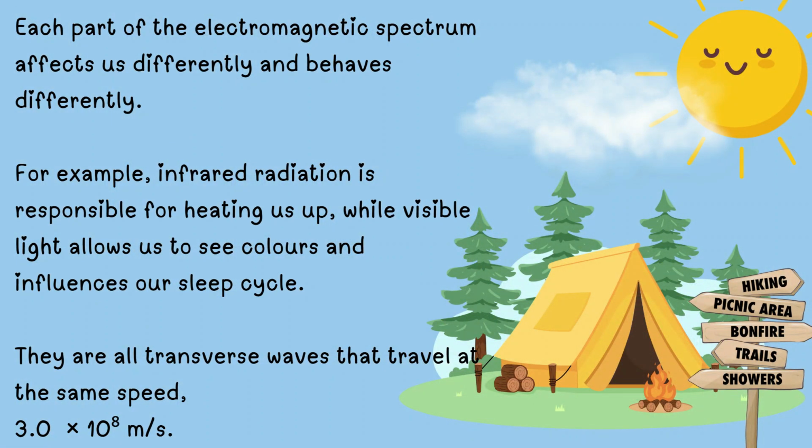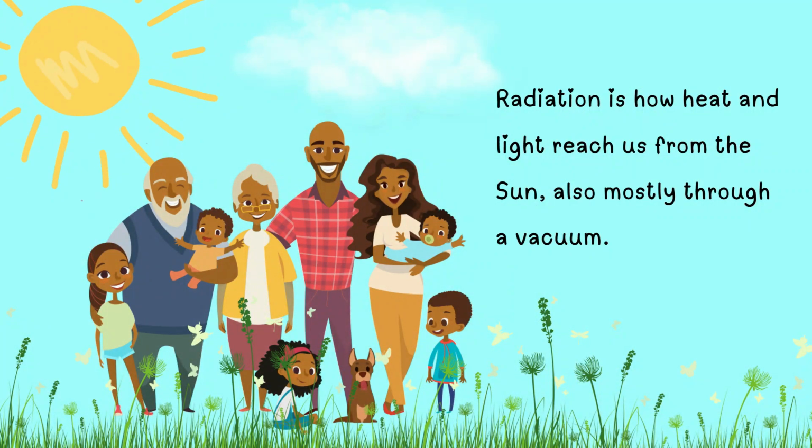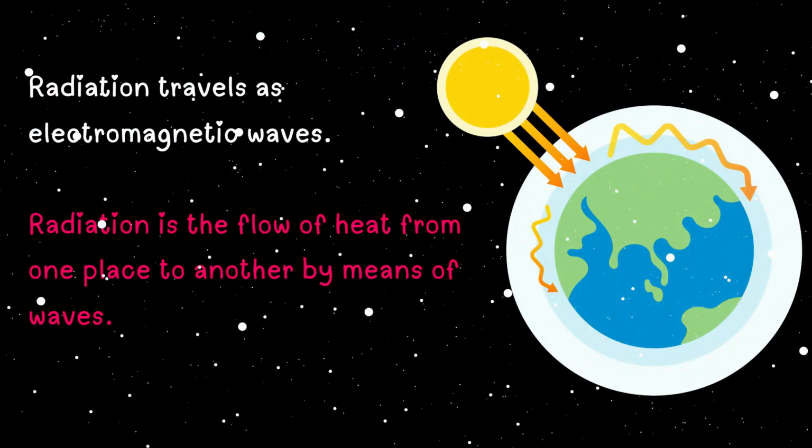Each part of the electromagnetic spectrum affects us differently and behaves differently. For example, infrared radiation is responsible for heating us up, while visible light allows us to see colors and influences our sleep cycle. They are all transverse waves that travel at the same speed, 3 times 10 to the 8 meters per second. Radiation is how heat and light reach us from the sun, also mostly through a vacuum. Radiation travels as electromagnetic waves.